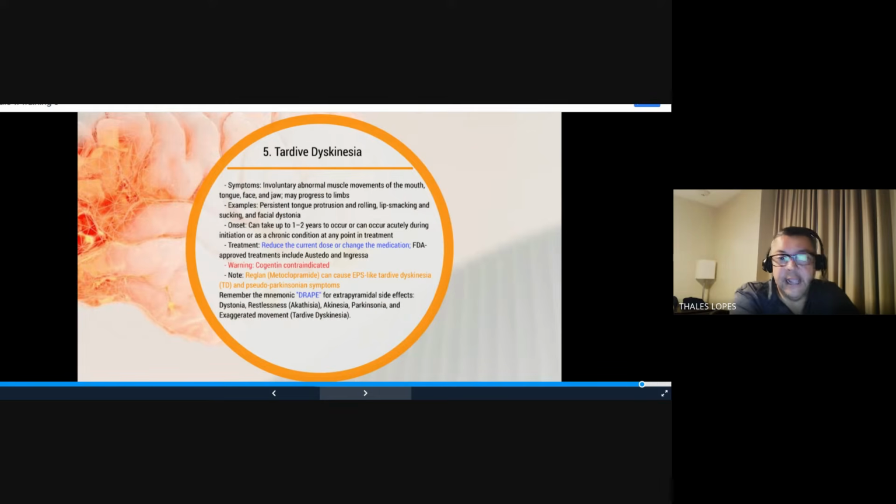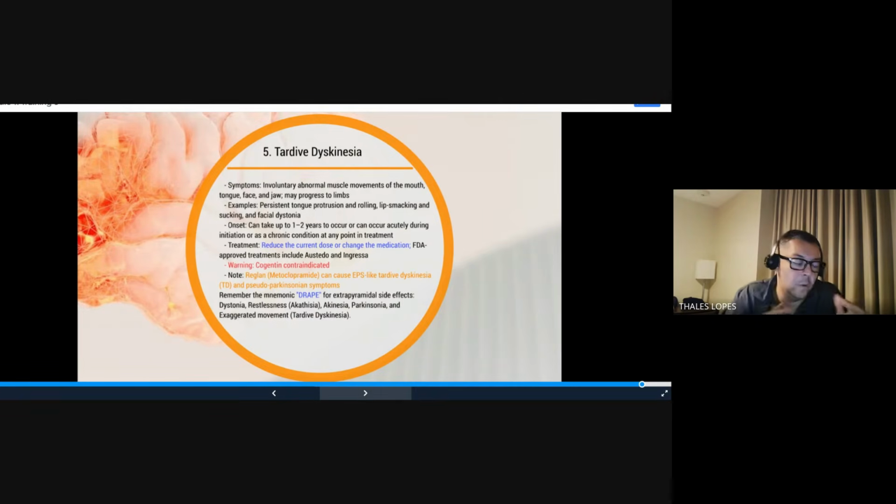So usually it happens between 1 and 2 years, right? If it occurs acutely, it is a chronic effect. It could occur during an acute prescription, but that is unlikely, right? Usually it is chronic, during the treatment. Now, you reduce the dose of the medication if that happens. You also have medications that are less likely to cause TD.